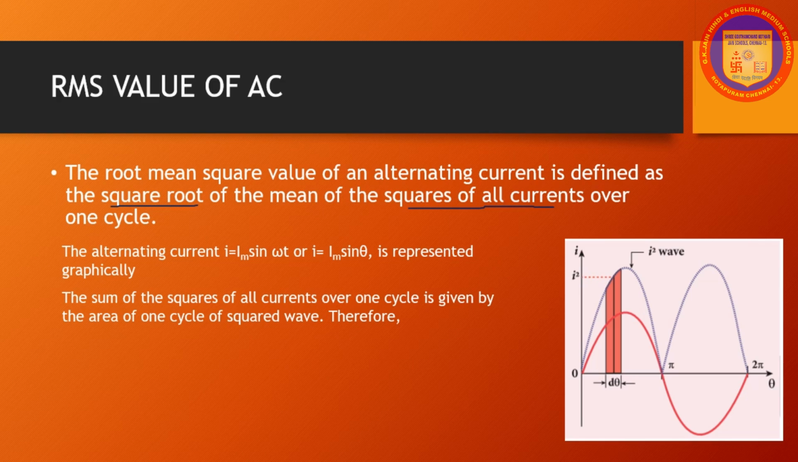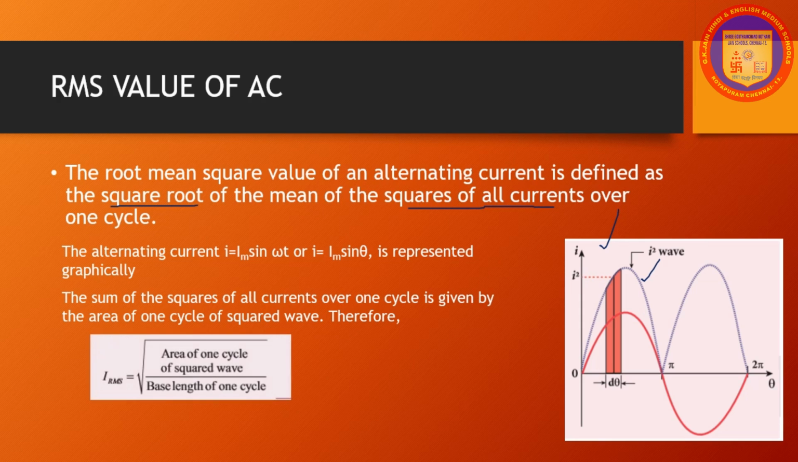So the alternating current I is equal to Im sin omega t, or I is equal to Im sin theta. It is given in the graph. The corresponding squared current wave is also shown by the dotted line in the graph. The sum of the squares of all current over one cycle is given by the area of one cycle of the squared wave. Therefore, IRMS is equal to the square root of the area of one cycle of the squared wave divided by the base length of one cycle.